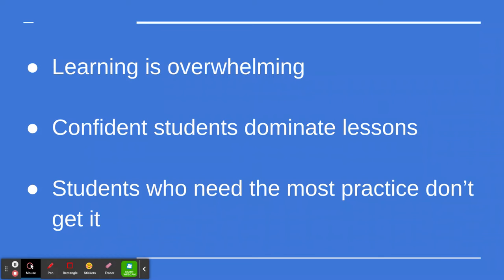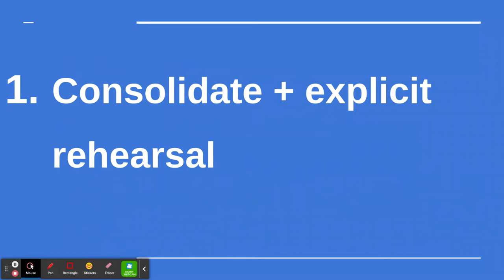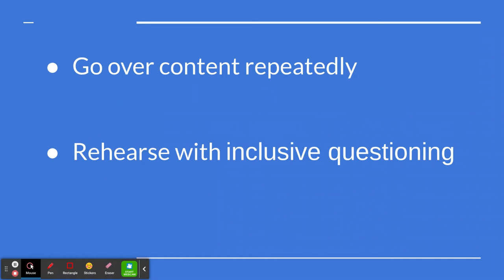So the 3 strategies to try and ensure that the students who lack confidence are having their confidence built. The first is to consolidate learning as much as possible and to provide explicit rehearsal for them. By consolidate, we just mean, as I'm sure you know, going over that content repeatedly, using retrieval grids, brain dumps, quizzes, crosswords, mix and matches, going over content as much as possible.